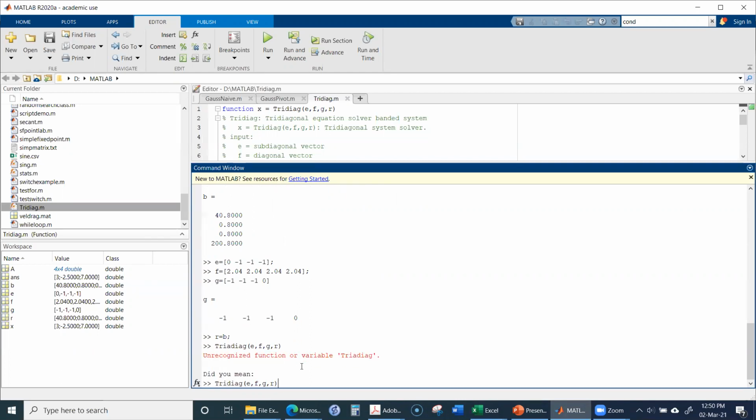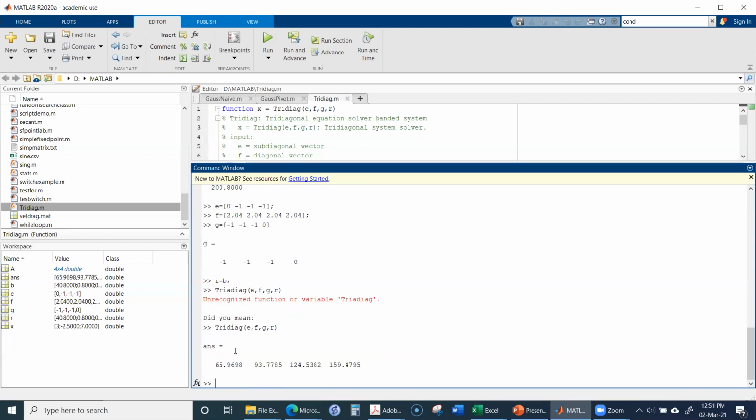It shows "unrecognized function or variable tridiag." Maybe I have a spelling mistake. Tridiag. Yeah, it is giving us the correction, so it is correct. So now I will see that I get this answer: 65.968, 93.778.